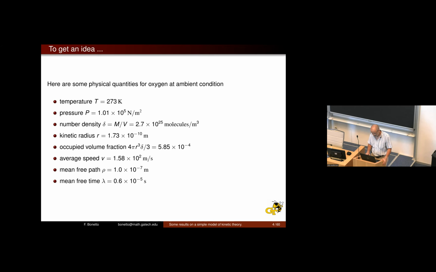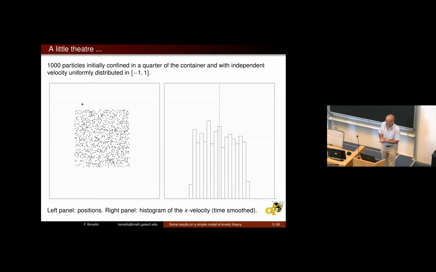But just to have an idea of what is going on, a very heavily simplified idea: I have here on the left panel 1,000 particles, whose positions are randomly selected in half of the container that contains them, that is the square. It's two-dimensional because of plotting necessity. And both the x and the y velocity are selected uniformly in minus one, one, independent for each particle. So this is as far from equilibrium as I could think about.